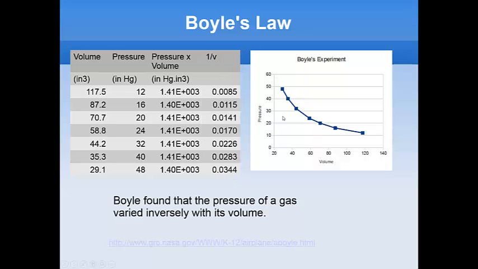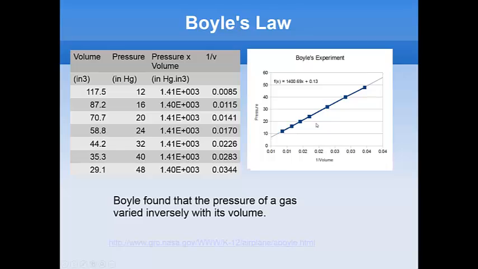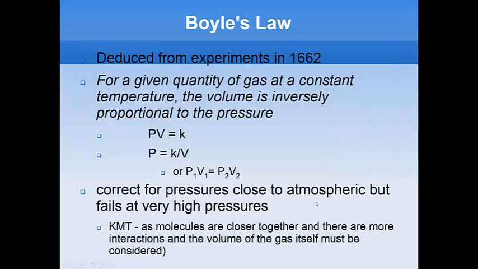So cool. If you look at the 1 over V and plot that, you can get a relationship that looks like that. So looking at pressure versus 1 over volume, you get a linear relationship. This was from 1662, and he basically stated that for a given quantity of gas at a constant temperature, the volume is inversely proportional to the pressure. And he gave it as a constant. So P times V is equal to constant, which is where you get your linear relationship.